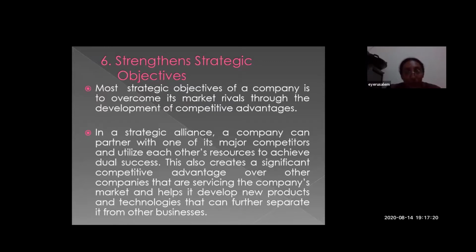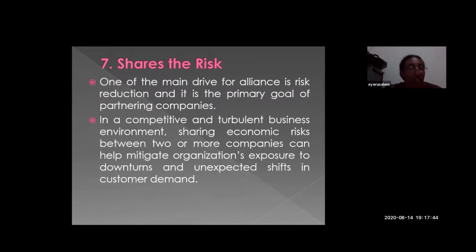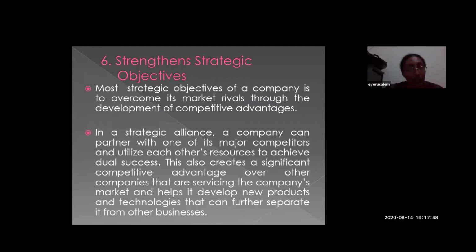So, by making strategic alliances, the Volkswagen group tries to utilize so many resources from its partners. So this is one advantage for dual success, of course. You can see that they had a strategic alliance with Suzuki and other car manufacturers outside of Europe, even in the Far East and so on.